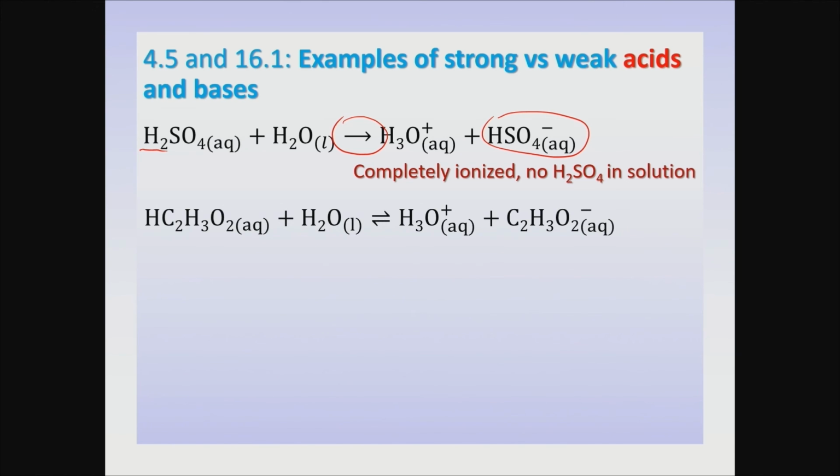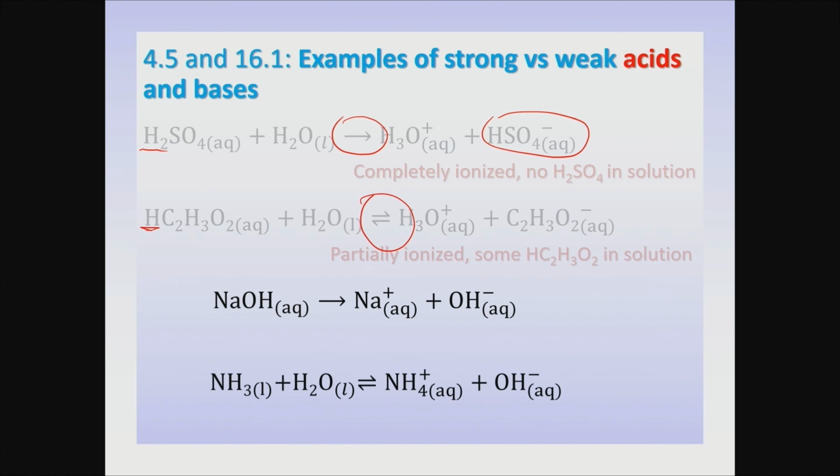Okay. Now here we have an example of a weak acid. We know it's an acid because there's hydrogen in the formula here in the front. That indicates that it's an acid. How do we know it's a weak acid? We know it's a weak acid because here the arrows between the reactants and products are going both directions.